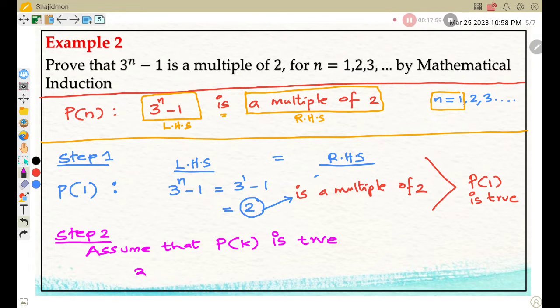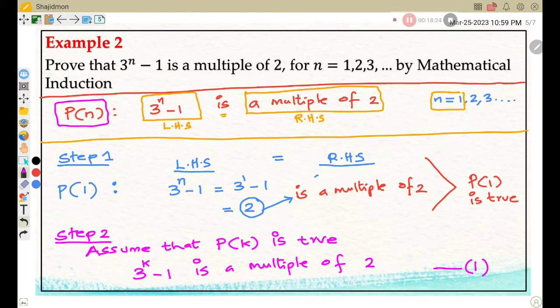P of k: in the statement P of n, instead of n just apply k. 3 power k minus 1 is a multiple of 2, correct? Assume that this is statement 1: 3 power k minus 1 is a multiple of 2. Now what we need to do in step 3? Step number 3, we need to show that, correct? We need to prove that P of k plus 1 is also true.